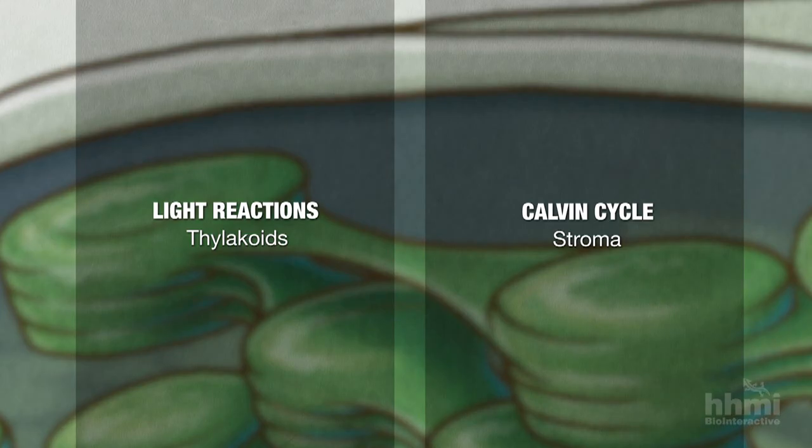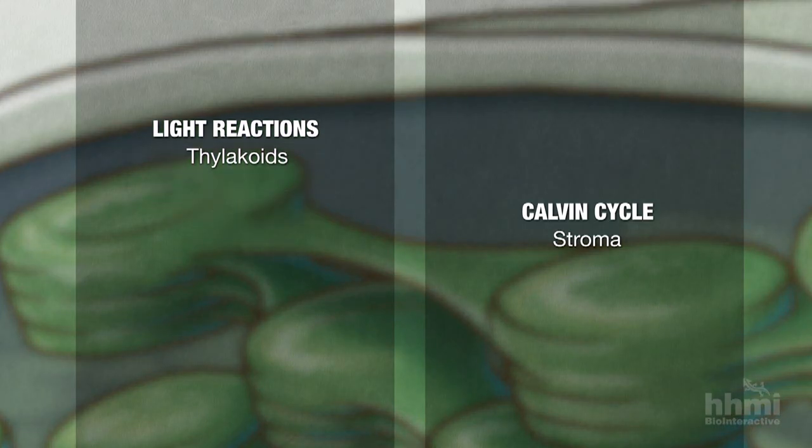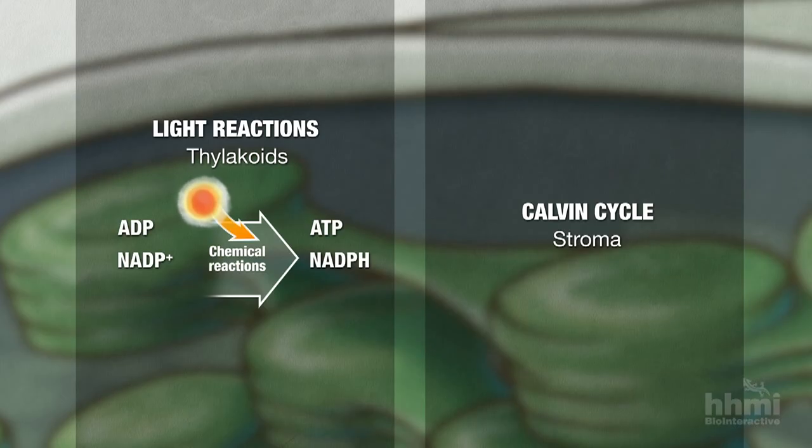In the thylakoid membranes, the light reactions transform light energy to chemical energy. Light energy drives the formation of ATP molecules from ADP, and of NADPH molecules from NADP+ and electrons. Along the way, water molecules are split and oxygen is formed, which can be released into the atmosphere.